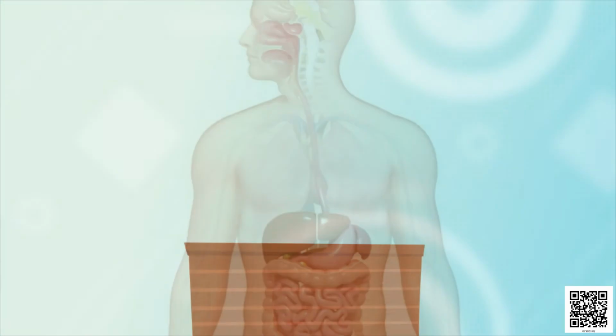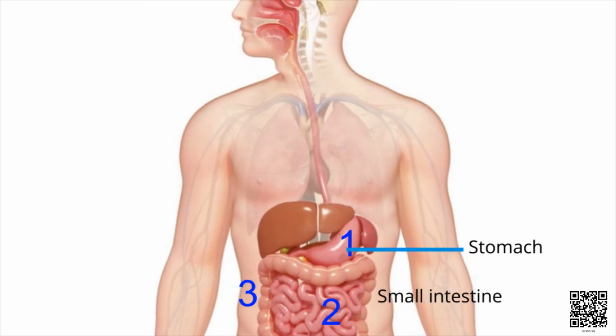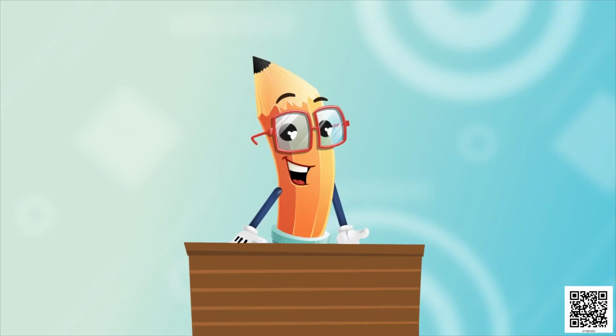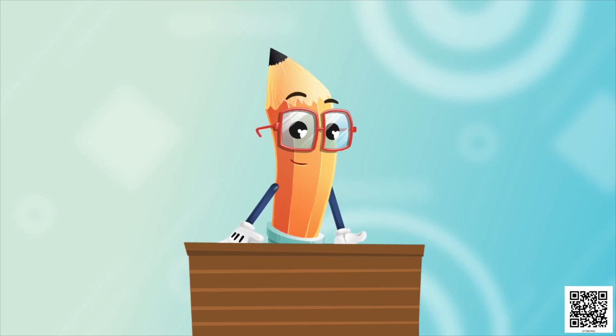Now look at this picture of the human digestive system and label the parts numbered as 1, 2, and 3. So the part labeled 1 is stomach. Part labeled as 2 is small intestine. And after that, large intestine. Students, with this, we complete our chapter, Nutrition in Animals.